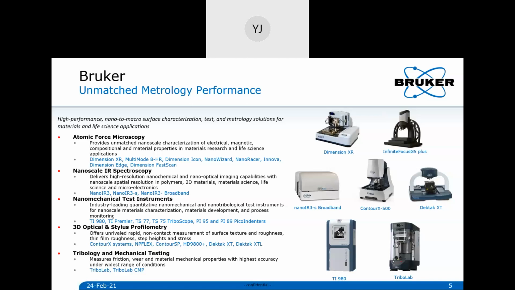This has been done with different techniques. There are different techniques available. We have the atomic force microscope, which gives you atomic level resolutions in certain cases, and we have nano IR spectroscopy, which gives not only the topography in 3D, but can also give you a chemical signature of the molecules, right? Based on the vibration or the IR spectroscopy. And we also have tools like nanomechanical test tools to understand the mechanical properties of the surface. It could be hardness, scratch resistance, modulus, etc.